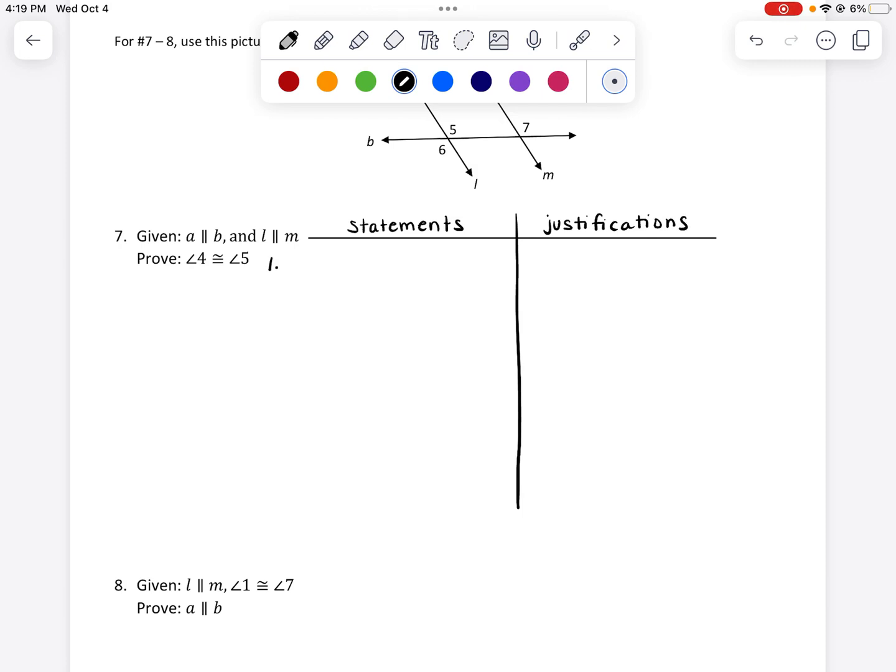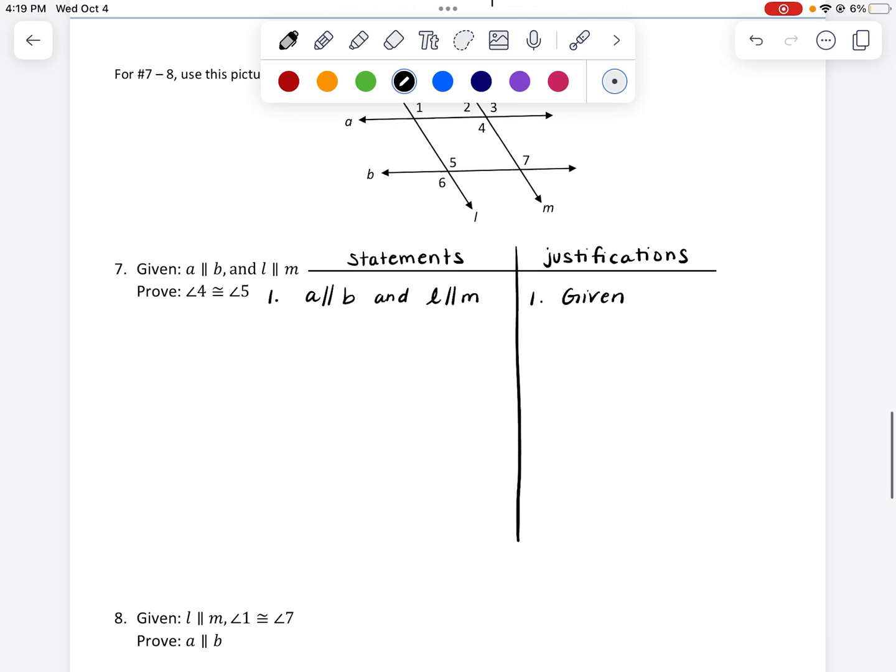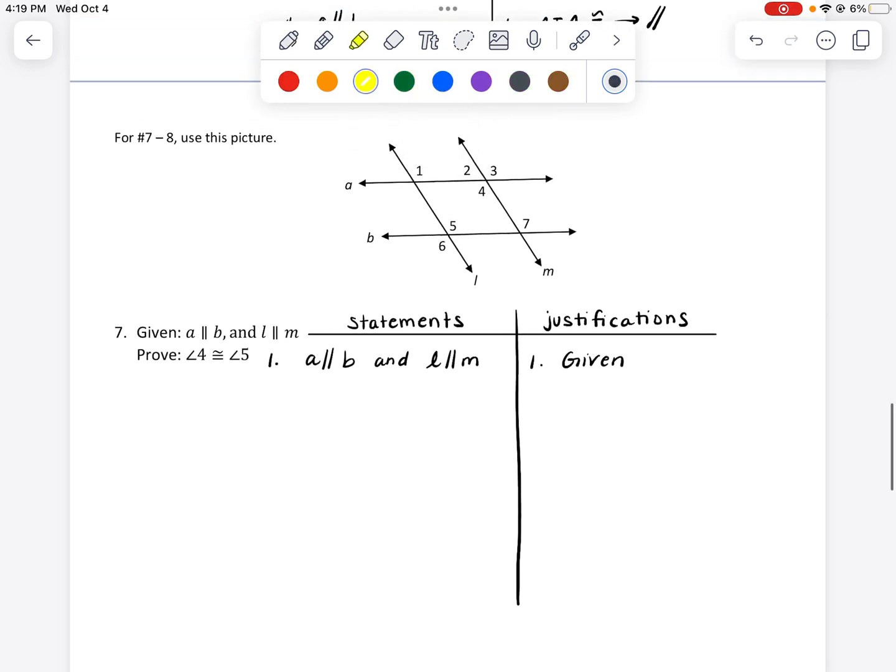Okay, we can go ahead and write what we're given. A is parallel to B, and L is parallel to M. And again, those are given. So first step is out of the way. I'm going to highlight what we know. So I know we have parallel lines, which there's actually really nothing to highlight. But I'm going to go ahead and say these two are parallel. These two are parallel.